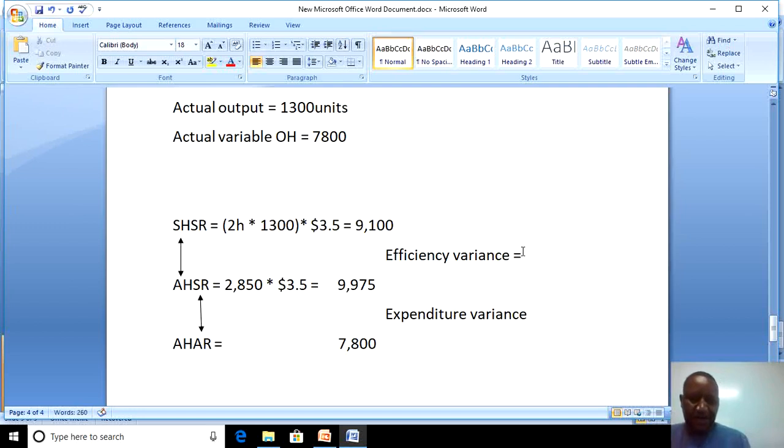So what's the difference between 9,100 and 9,975? The difference is 875. Is that adverse or favorable? It's a negative value, so it's an adverse variance. Efficiency variance, adverse. Expenditure variance: 9,975 minus 7,800. How much do we have? 2,175. It's a positive value, so that is a favorable variance.